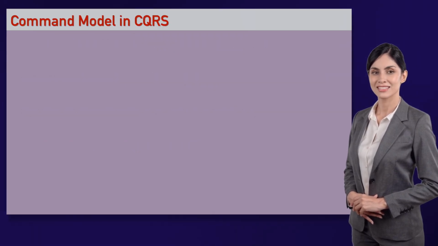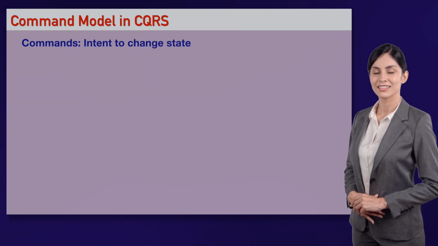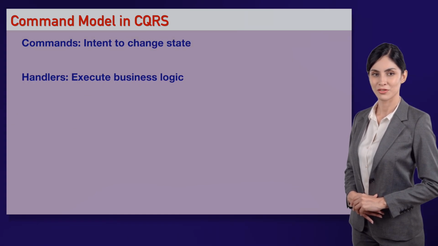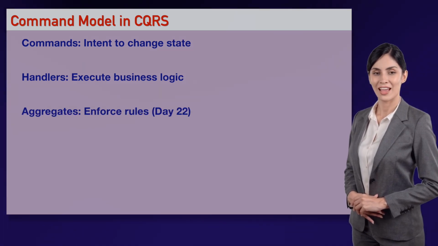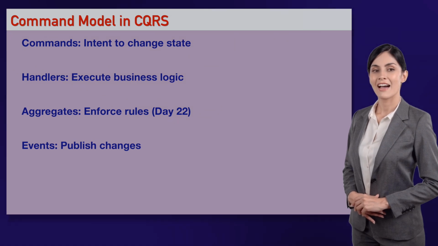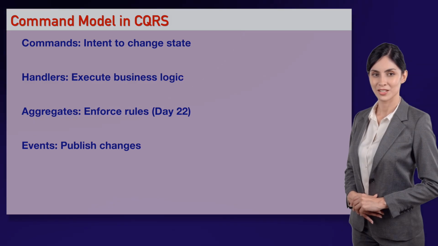The command model in CQRS. Commands represent user intent to change state, such as create order or update profile. Command handlers process them, invoking domain logic and aggregates to enforce rules. After successful execution, domain events are published for other parts of the system. This keeps the write side focused, consistent, and free from read concerns.